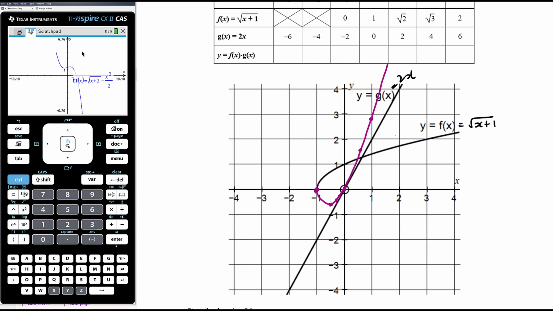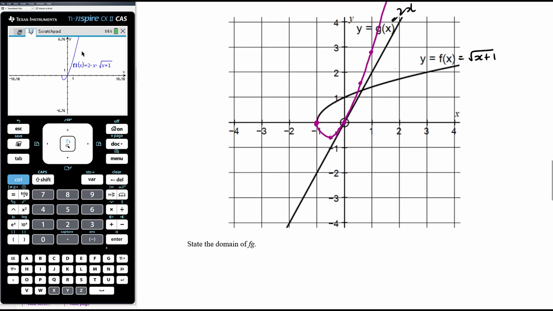Okay, let's have a look on our CAS to confirm. Tab 2x times square root of x plus 1. Oh, x plus 1. Yeah. Okay, I'm not asking you for the coordinates of this point. It actually looks like from the graph that it gets lower there, and that point halfway there is not actually the lowest point. But we don't have enough information to really be super precise about that. We just want to get the sense of what's happening, how do the graphs combine together to produce the new shape. State the domain of fg.